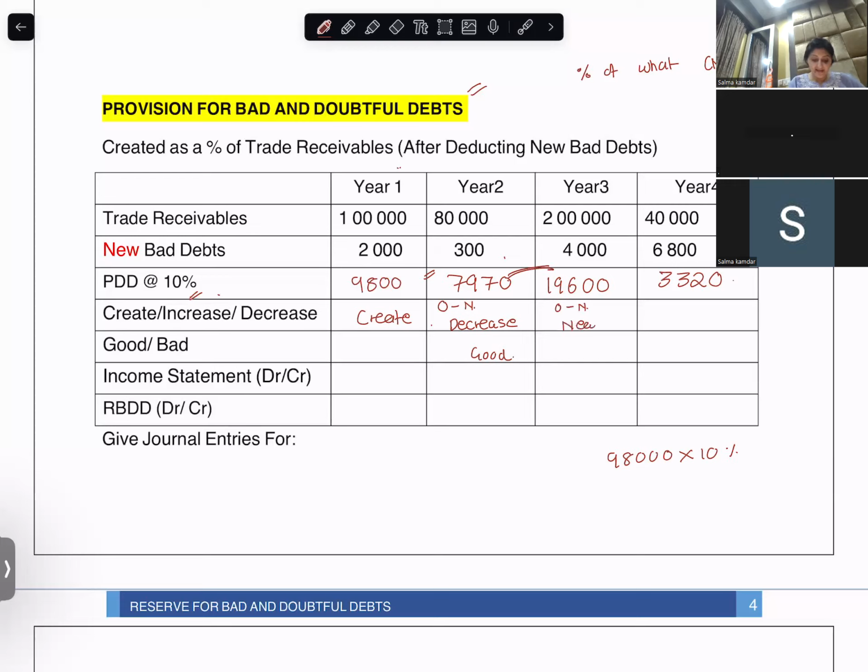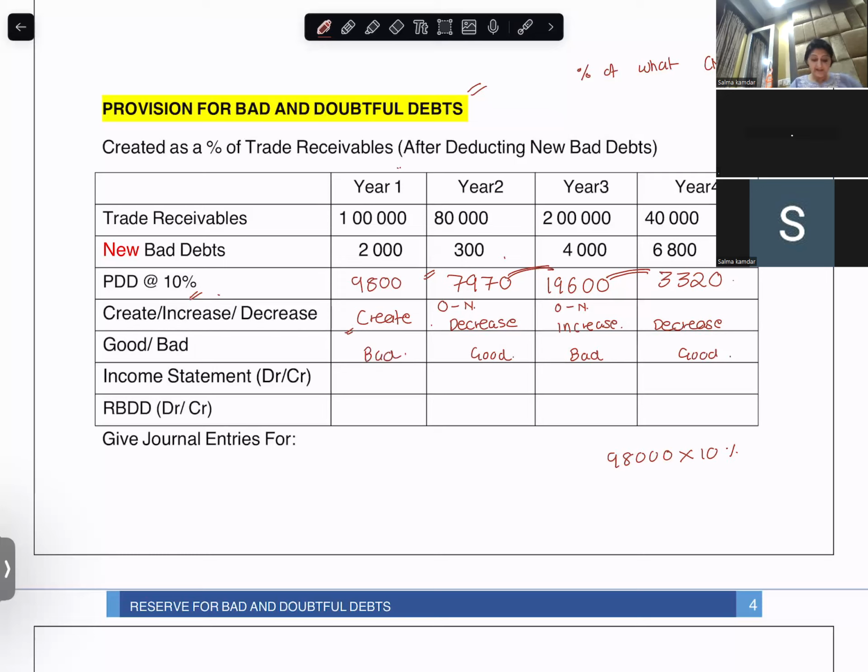Year three, old minus new, increase, the answer will be negative. So your provision is increasing. Is it a good thing or a bad thing? Bad thing. And over here it's decreasing, a good thing. And when you're creating, it is a bad thing.